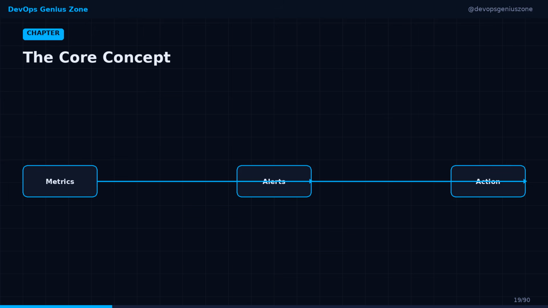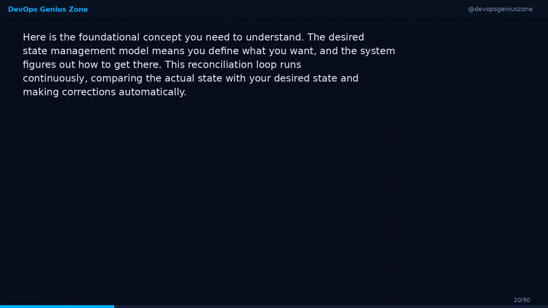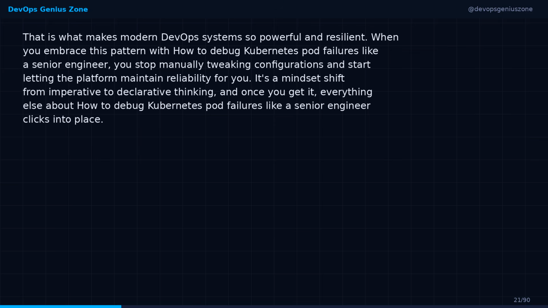The desired state management model means you define what you want, and the system figures out how to get there. This reconciliation loop runs continuously, comparing the actual state with your desired state and making corrections automatically. That is what makes modern DevOps systems so powerful and resilient. When you embrace this pattern with how to debug Kubernetes pod failures like a senior engineer, you stop manually tweaking configurations and start letting the platform maintain reliability for you.